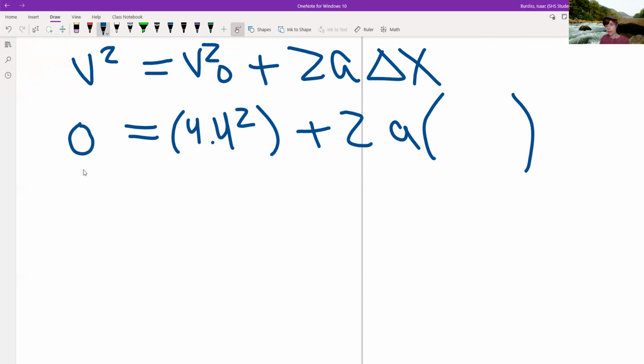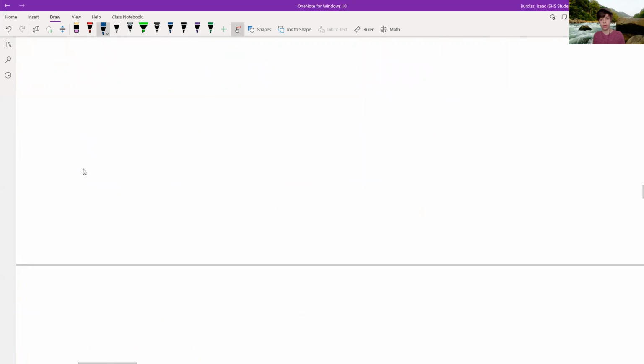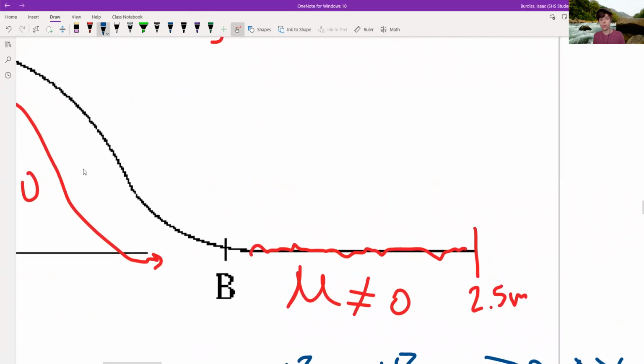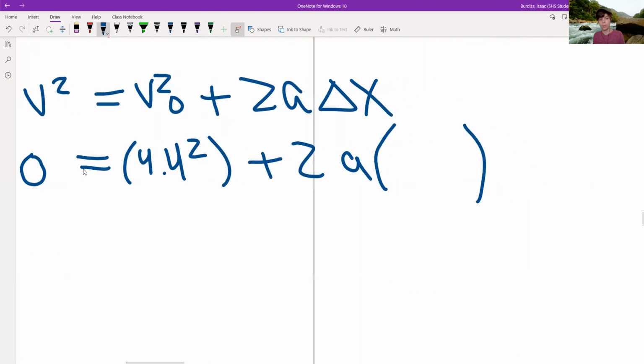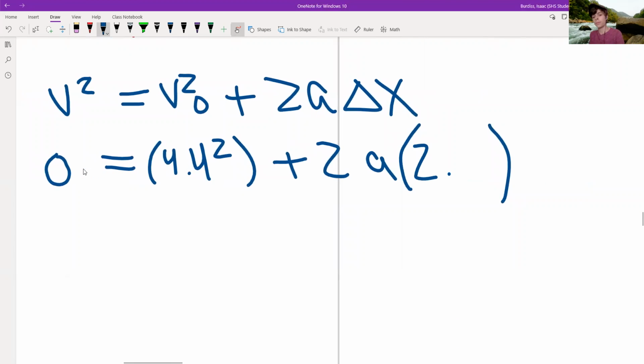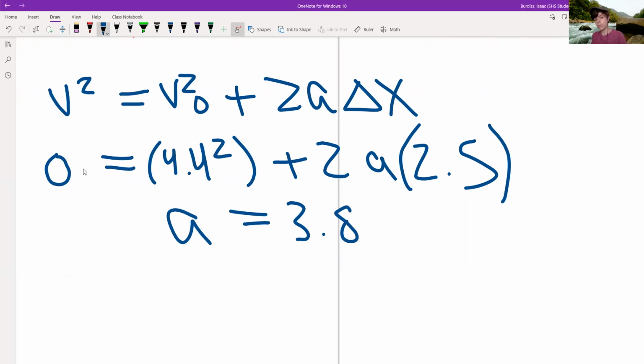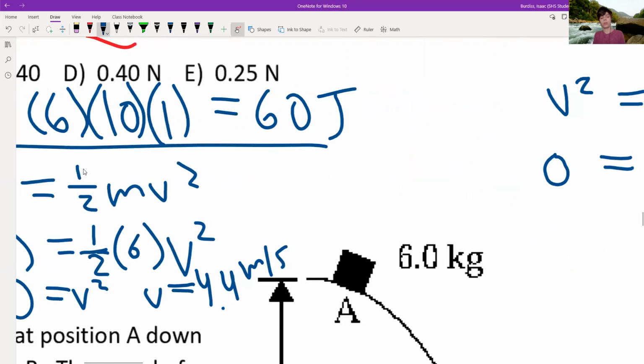Well, it's the distance we're trying to find for the friction, and there's only friction for that section, which is 2.5 meters. So don't try to think that it's the whole thing. It's only that part. Okay. And when you solve for a, you would get that a is 3.81 meters per second squared. All right. Now, what was the next thing after that?